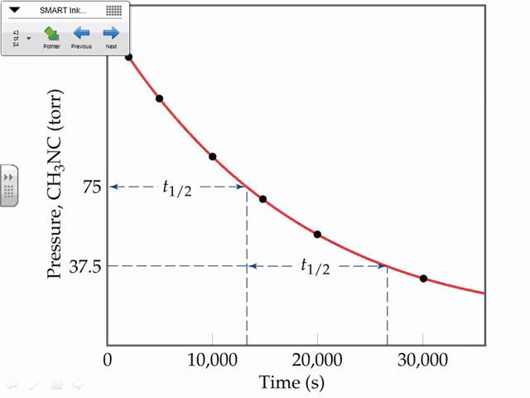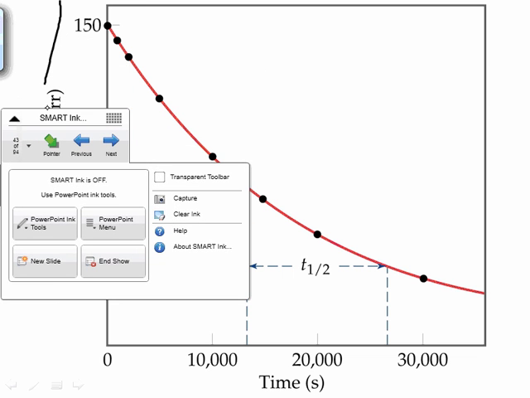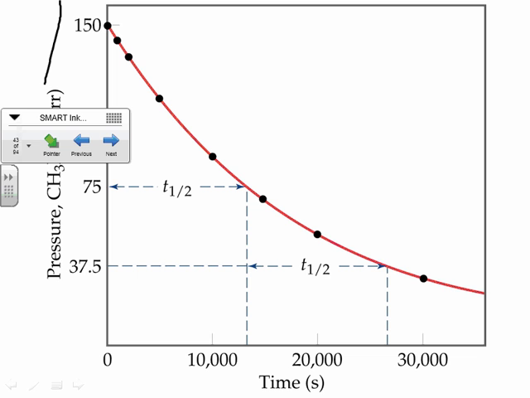Okay, so again, notice this is just an example here of CH3NC, and the pressure as that changes over time. This must be a first-order process here, okay? So it goes down from 150 to 75. That's your half-life, and that takes probably 14,000 years. And then notice your next half-life, to get from 75 down to 37.5, is at about 28,000 years, okay? So it's 14,000 years consistently each time you have a half-life.